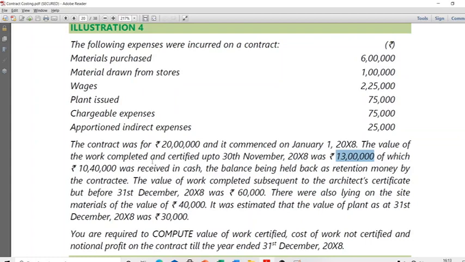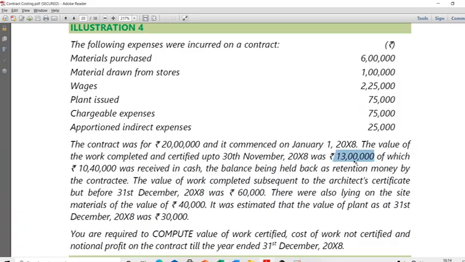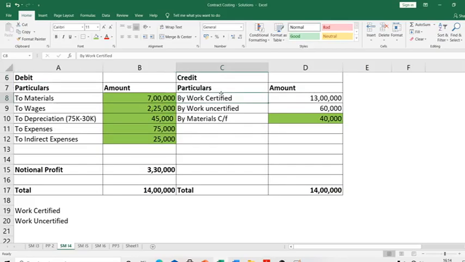He directly tells me work certified is 13 lakhs. So I understand that if 13 lakhs is the work certified, maybe 65% is the work done. So 65% of 20 lakhs, which is basically the 13 lakhs that he calls work certified, to this extent I can recognize my revenue. So I go here and say, by work certified, 13 lakhs.